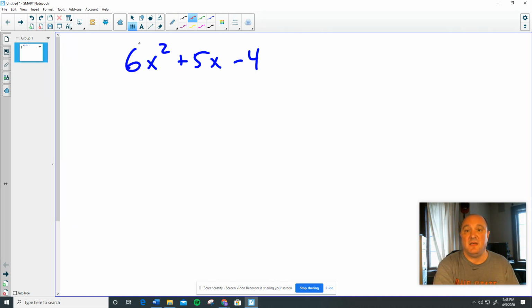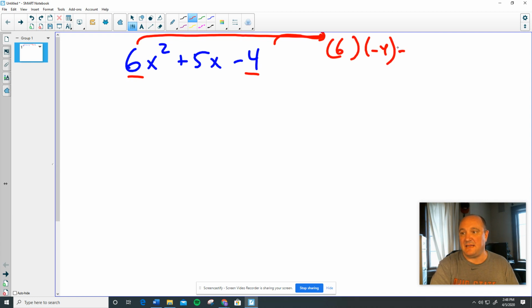So remember, for the box method, I take the A and the C and I multiply them together. So I'm doing 6 times negative 4, and I get negative 24. So again, just like with most factoring problems, I now have to figure out two numbers that are going to add to positive 5 and multiply to negative 24. If you've watched the other videos, it won't take you long.